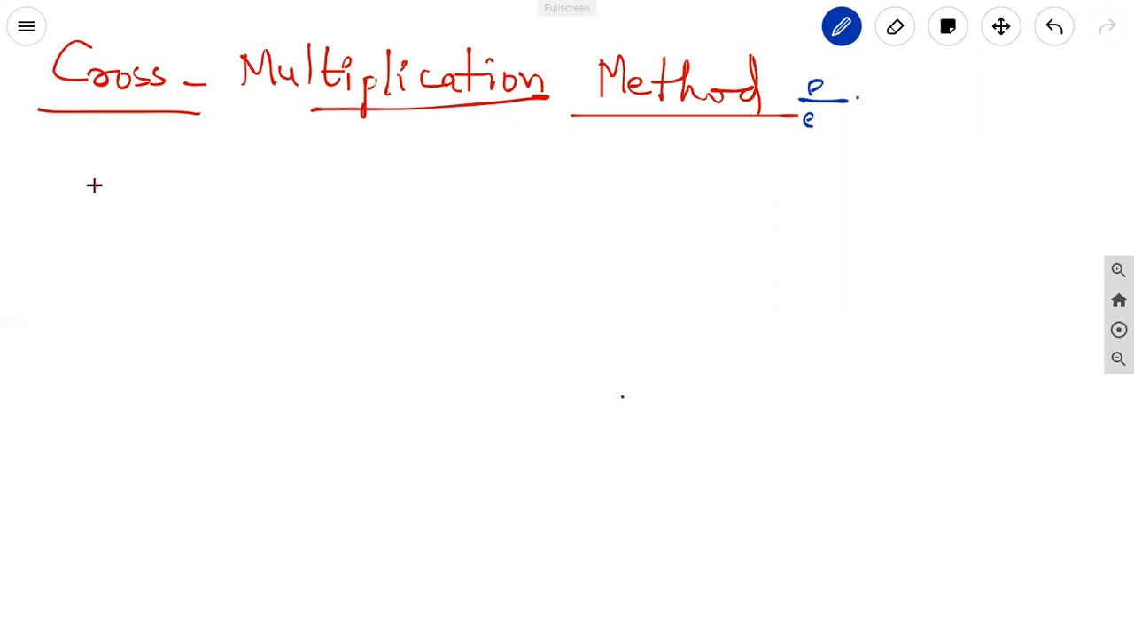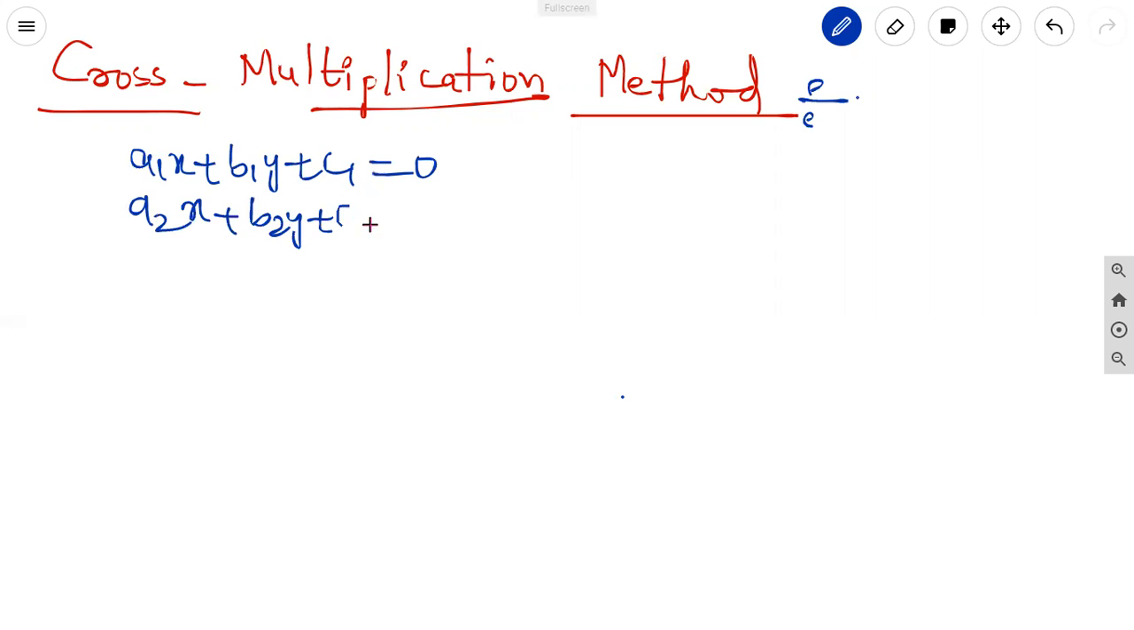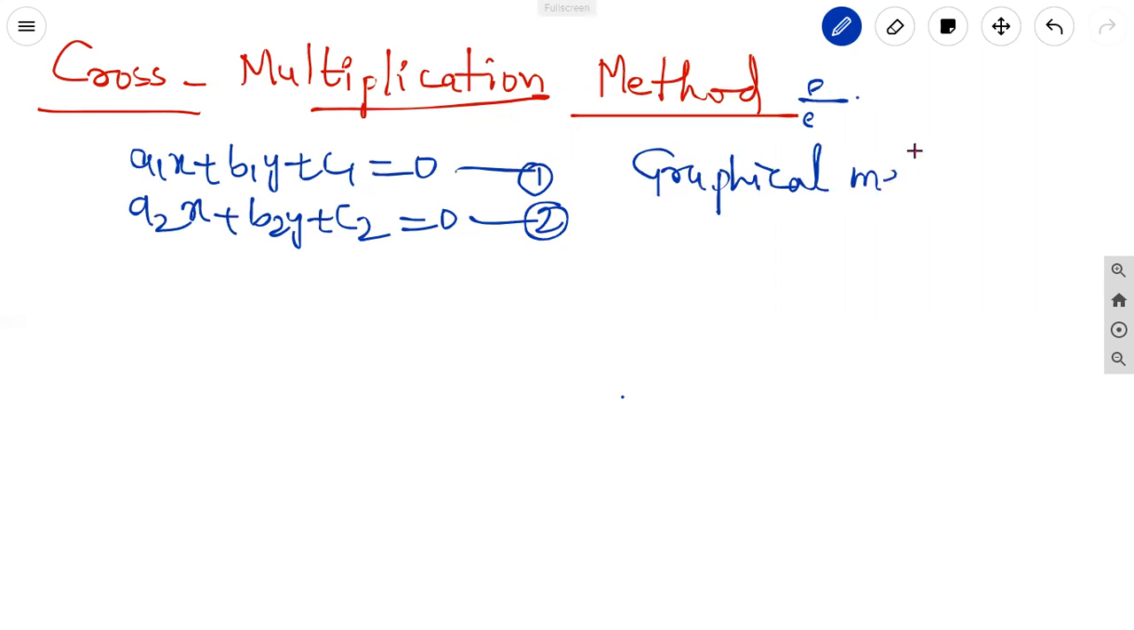First we take the general form of the linear equations in two variables: a1x plus b1y plus c1 equal to 0, a2x plus b2y plus c2 equal to 0. Let these be equation 1 and equation 2. Two equations are there. They can be solved by the graphical method. This is the first method.